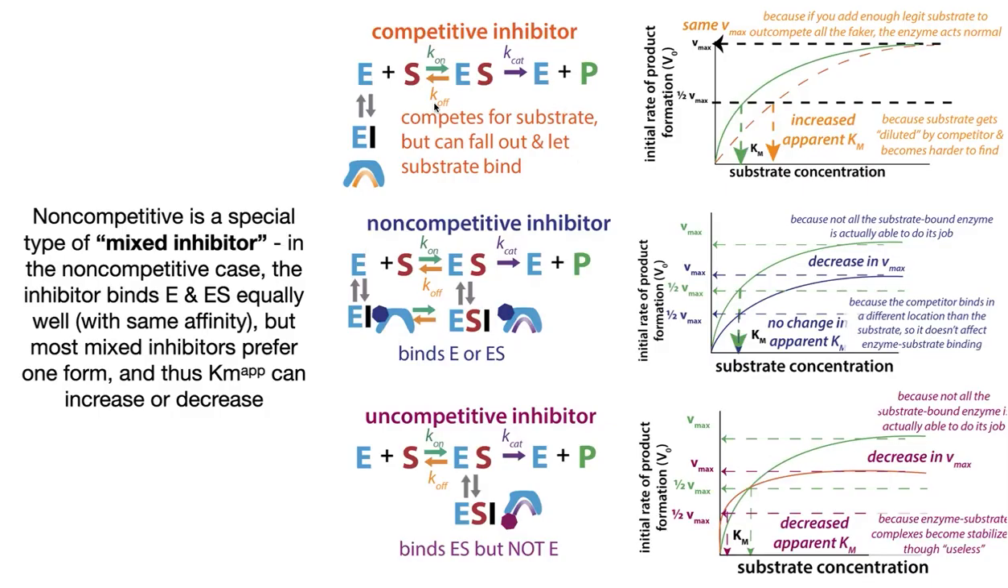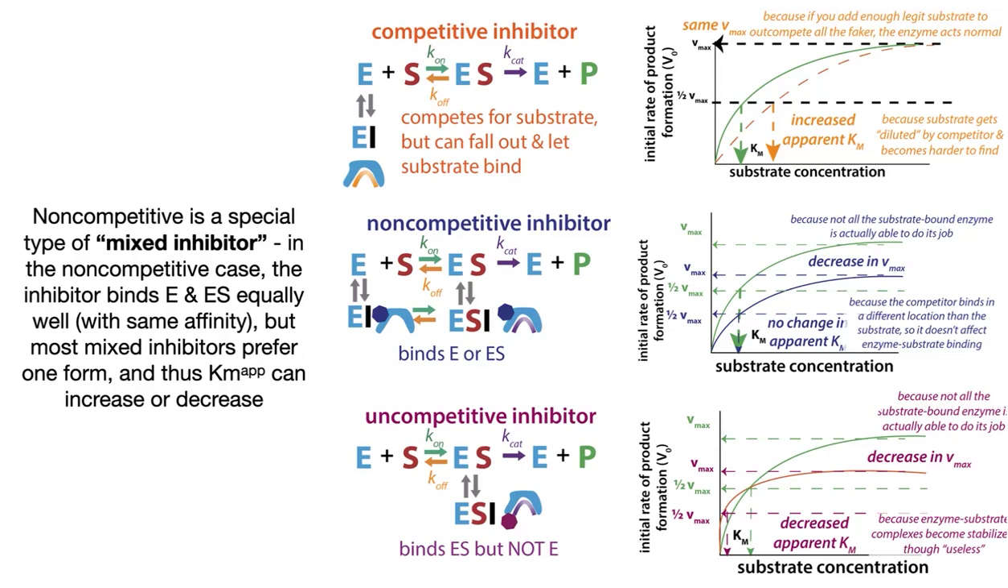So to summarize, competitive, you're competing for the substrate, but can fall out and let substrate bind. Non-competitive, you bind to E or ES, and uncompetitive, you bind to ES, but not E. With a competitive inhibitor, you reach the same Vmax because if you add enough of the legit substrate to outcompete all the fakes, the enzymes act normal. But you have an increased apparent Km because substrate gets diluted by the competitor and becomes harder to find. But we can basically switch the scenario and compete out the inhibitor to make the inhibitor harder to find.